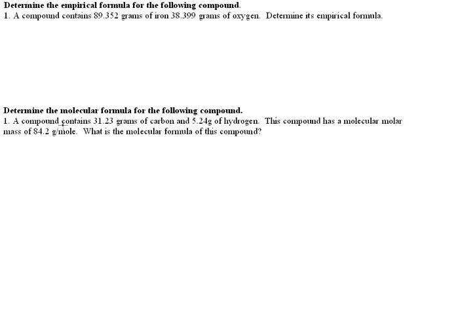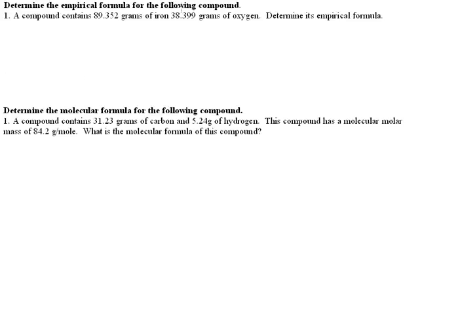Welcome back to part 3. Here we're going to look at empirical and molecular formulas. In this first problem, we've got a compound that contains 89.35 grams of iron and 38.399 grams of oxygen. We want to determine its empirical formula.